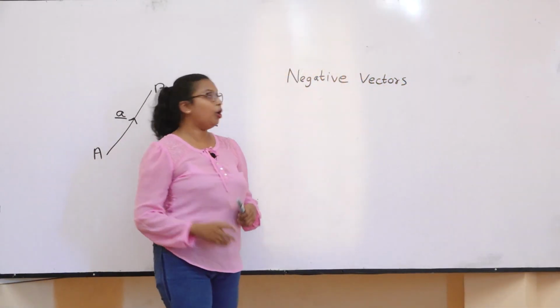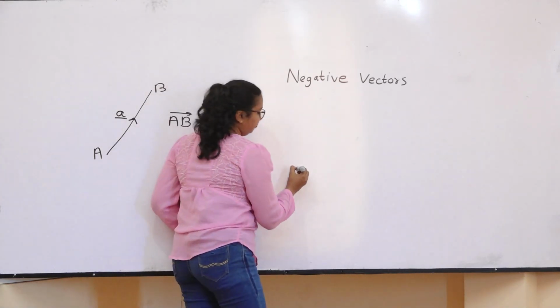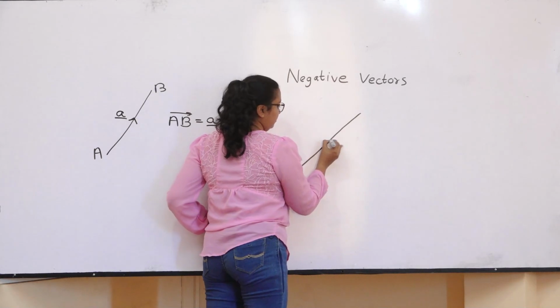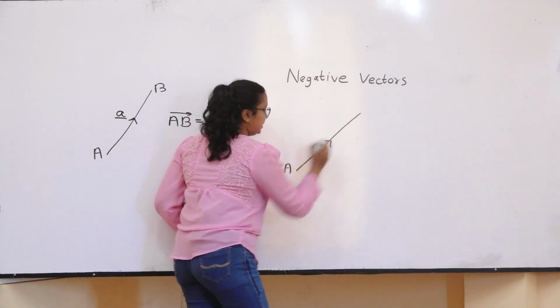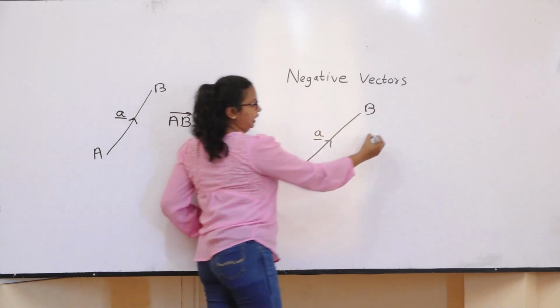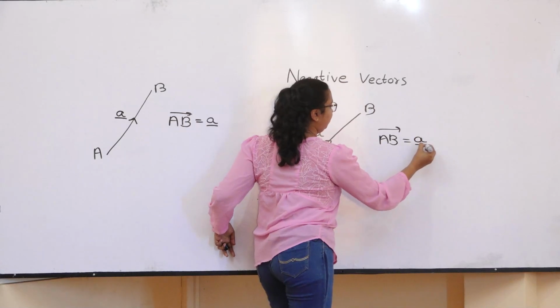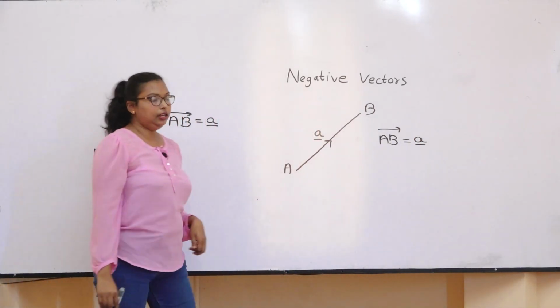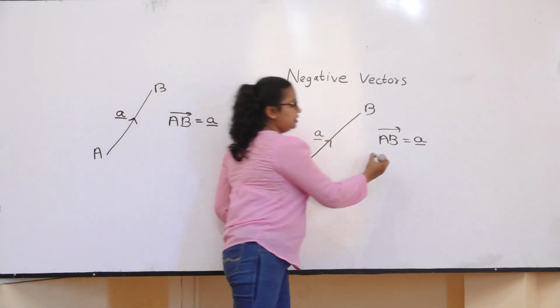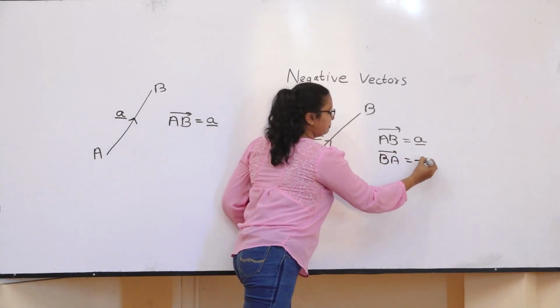Now let's talk about negative vectors. Negative vector means, now let's say that this vector is vector AB. This is vector AB equals A. As I said before, this is vector AB and that is equal to A. Then we say that vector BA is equal to minus A.